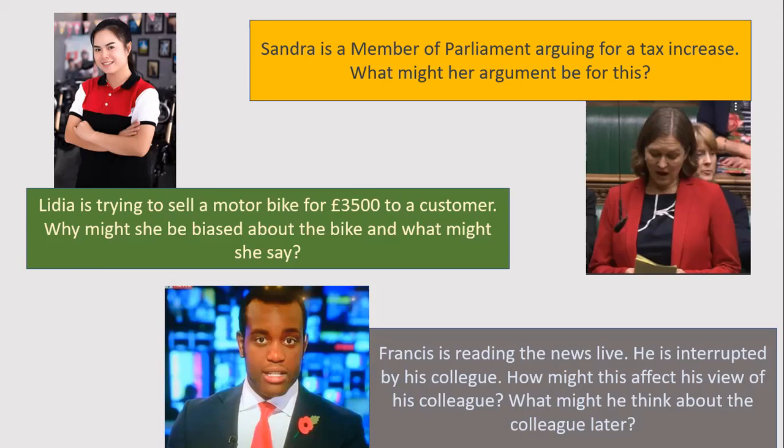Okay. And if we've got Lydia who's trying to sell a motorbike for £3,500 to a customer, why might she be biased about the bike and what might she say? Well, Lydia would be biased because she is the person trying to sell it. She wants a sale, so she's not likely to say anything bad about it. So she's going to say, this is an excellent motorbike. It's in fantastic nick. It's great. It's good on the mileage. It's low petrol. She might even ignore things like the fact that it costs, I don't know, £100 to fill up the tank all the way or something like that. So she'd be trying to make a hard sale there.